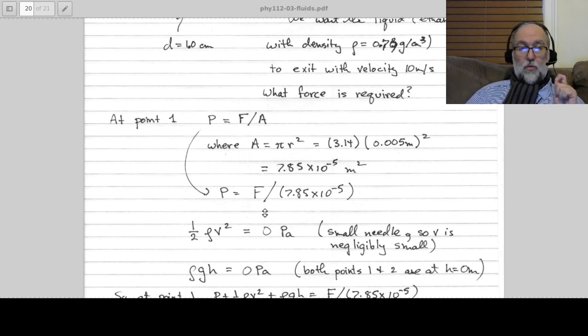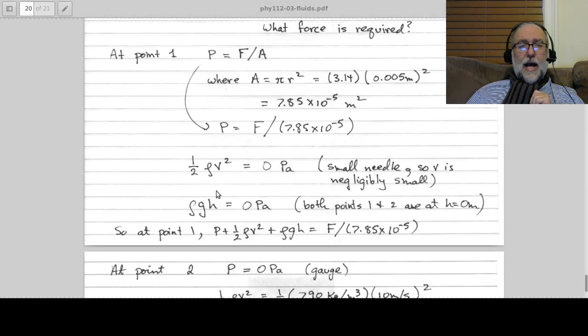So the pressure at point number one is F, our unknown, divided by that area. And I did it in meters squared. By the way, in this one, you have to work in MKS units, because the units will not cancel out in any easy way otherwise. Work in pascals, in other words.